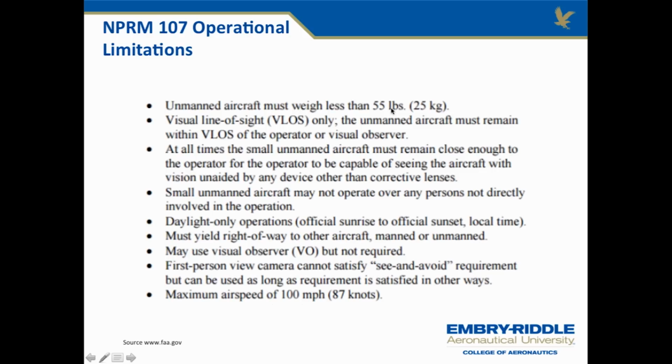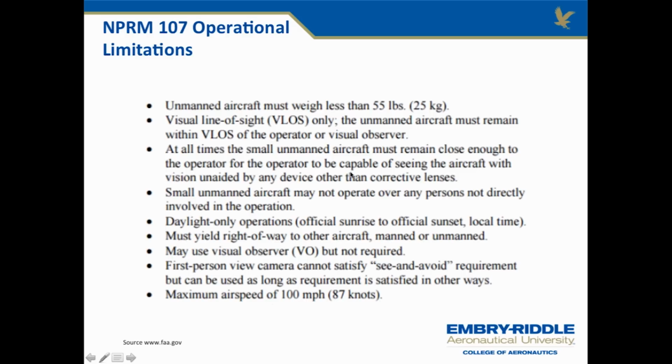Now the 107 operational limitations will sound pretty familiar from what we've gone through in the MOOC. You're going to be weighing less than 55 pounds, visual line of sight only, although there's a caveat here. You'll notice that UAS must remain within visual line of sight of the operator or visual observer. And I believe this is basically an approach to take a look at the first person issue of being able to have goggles on as the pilot and still have a visual observer assist you. Again, these are not rules that have been set in stone, but rather being reviewed.